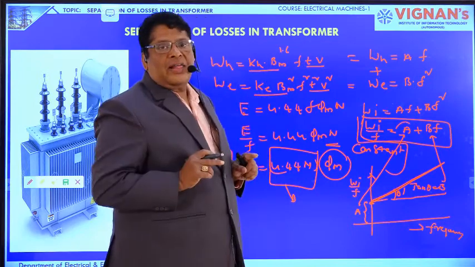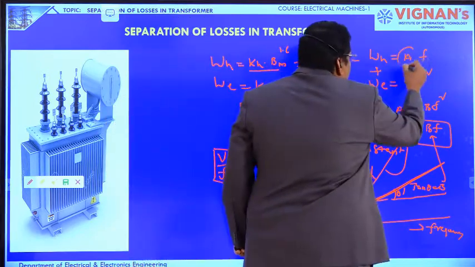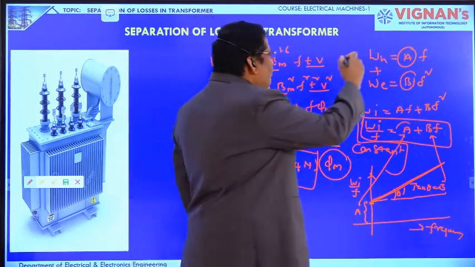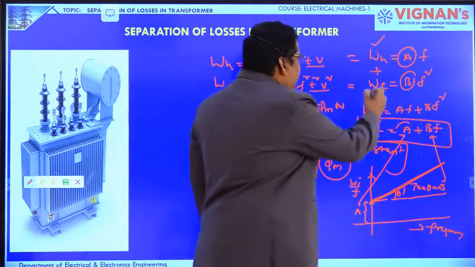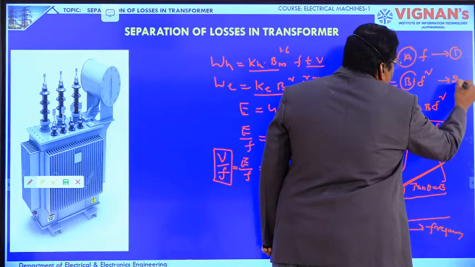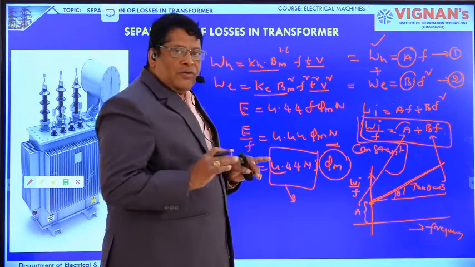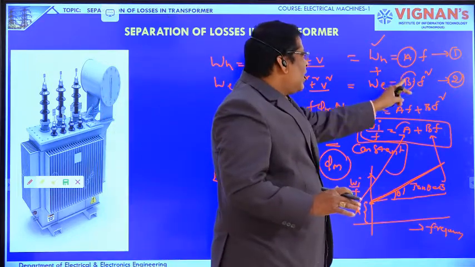Once you know the constants A and B, then at any value of frequency, we can calculate the hysteresis loss as well as the eddy current loss by using expressions 1 and 2. So first we are going to make an attempt. We are going to conduct one test to find the values of A and B.